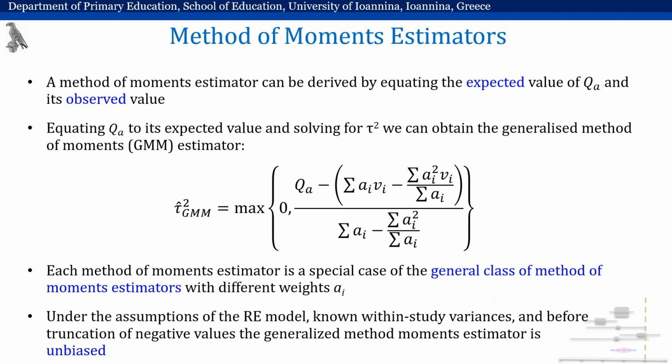Now, in general, a method of moments estimator can be derived by equating the expected value of the statistic Q_a to its observed value. So then we can get the generalized method of moments estimator, which is a broad category of estimators. In this category, we also have the very popular heterogeneity estimator, the DerSimonian and Laird. It has been shown that this estimator is unbiased before truncation to 0 and under the random effects assumptions.